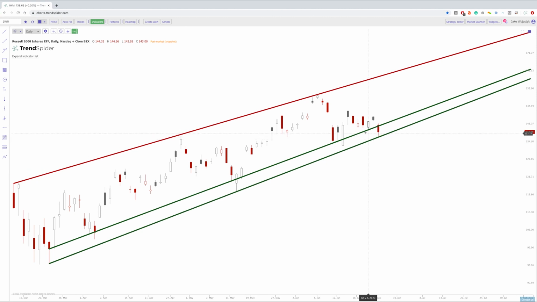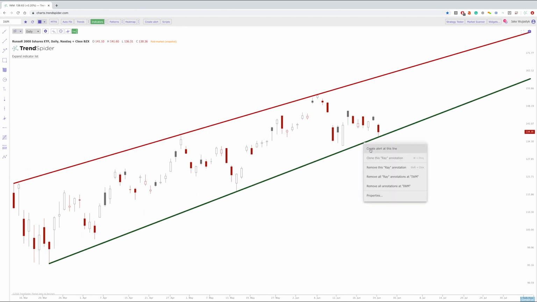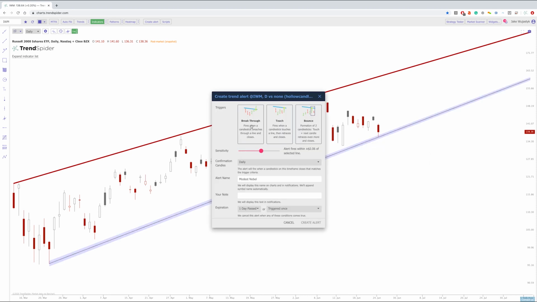Same thing as well. We can easily go in, create that alert. I want to know when the price breaks down through this area, and I want to know when the 10-minute price breaks down.